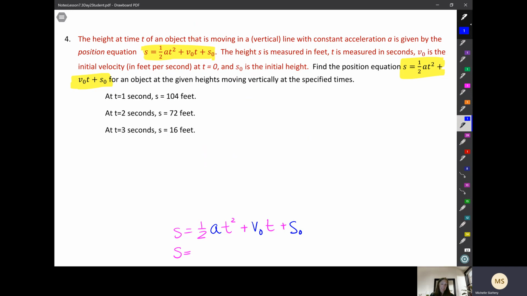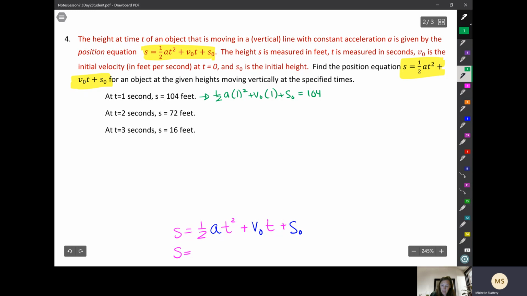Okay, so we take the information that's given. We're given T equals 1 second, and then S is equal to 104 feet. So I'm just going to go ahead and plug that into the formula that's given. And plugging that into the formula, this is going to give me an equation. My first equation from this first data point is going to be that 1/2 A times T squared, so times 1 squared, plus V naught times T, which is 1, plus S naught is equal to 104. All right, there's equation 1.